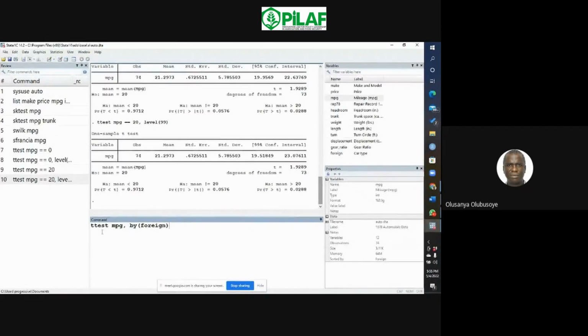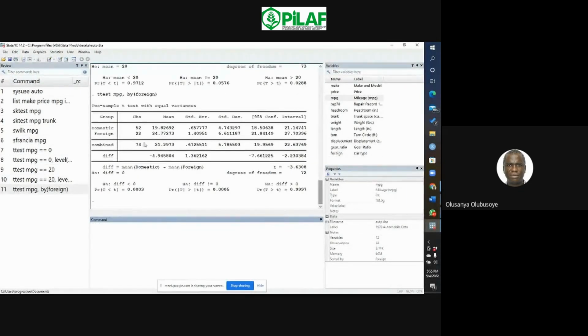So this is the command. This is the variable that you are testing, which is the one that must be measured on a continuous scale. But if you have a grouping variable, it allows you to compare the population mean of the two groups. So the grouping variable here is foreign.